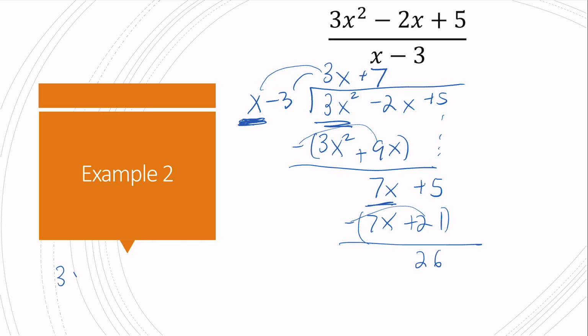So I can write this as 3x plus 7, remainder 26, or 3x plus 7 plus 26 over x minus 3. It's our remainder over our divisor. That gives us that fraction.